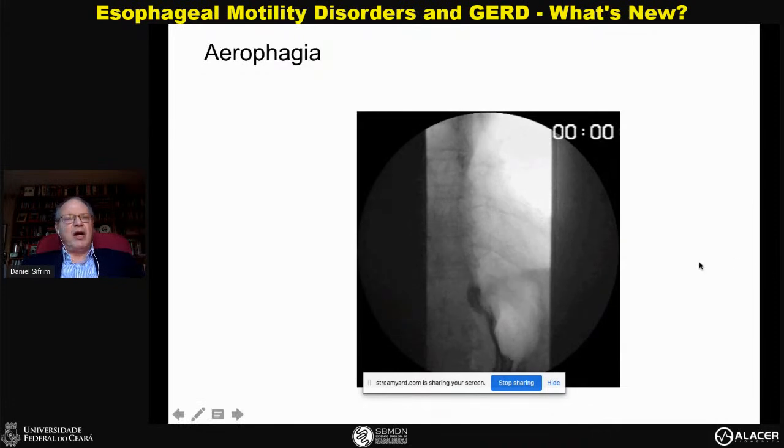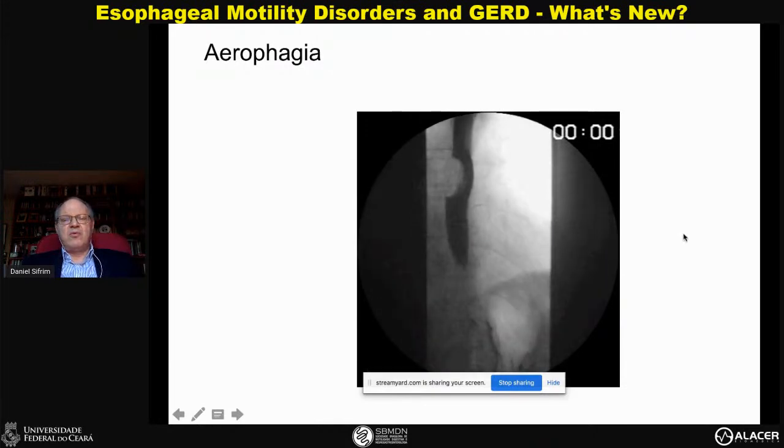Every time that we swallow food or water or whatever, we swallow some air. Why? Because in our pharynx there is a dead space that is filled with air. And every time that we do a swallow movement, that air comes into the esophagus, into the stomach. This is a typical swallow, and you can see the bubble of air there.